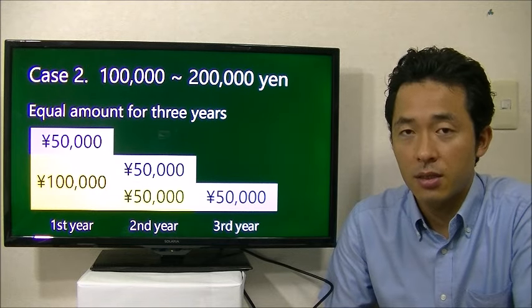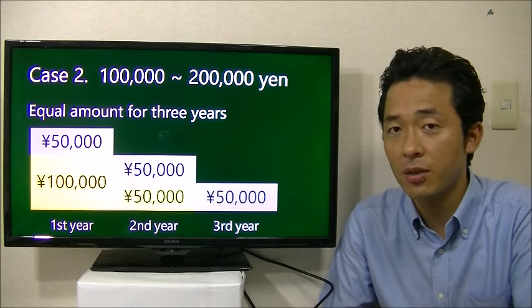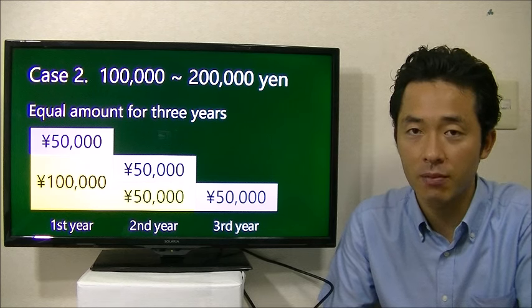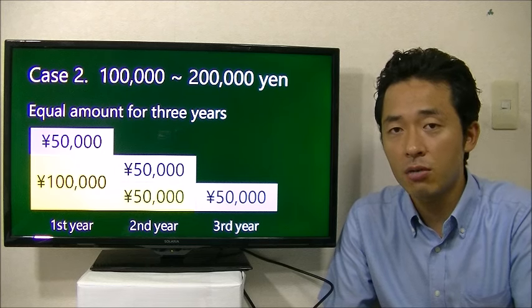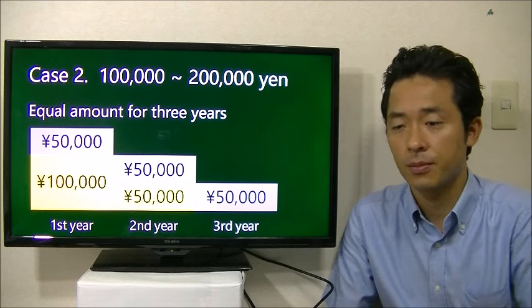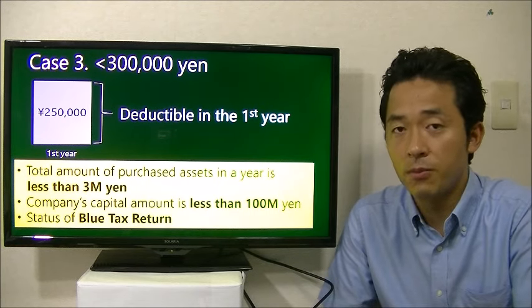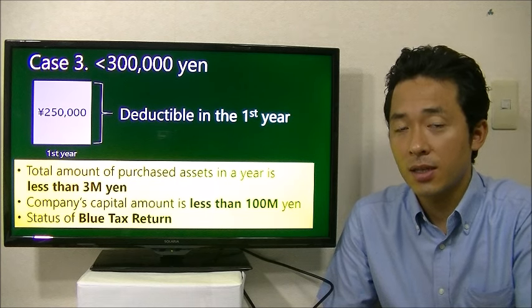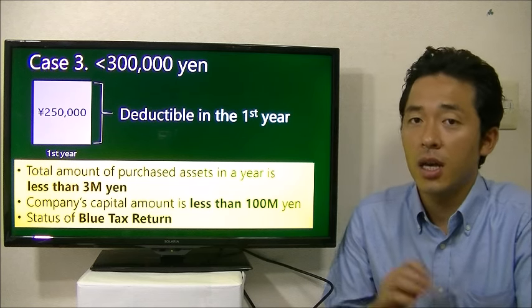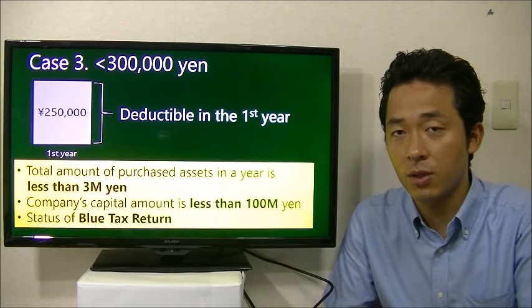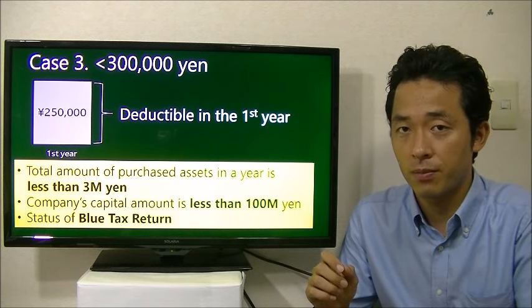But in the second case, when your fixed asset is more than 100,000 Japanese yen but less than 200,000 Japanese yen, regardless of the useful life, it can be depreciated by an equal amount within 3 years. And the third rule, this one is the most important. If your asset acquisition cost is less than 300,000 Japanese yen, it can be treated as an expense of the first year. But this rule is not available to all companies.